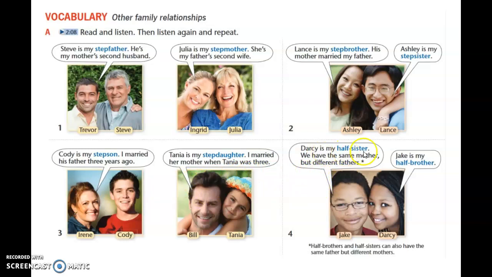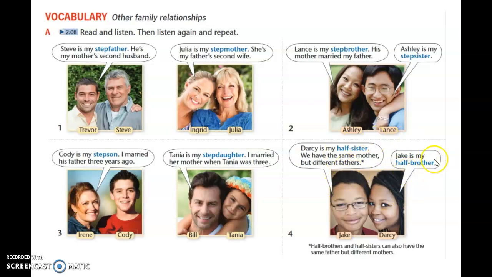Darcy is my half-sister. We have the same mother, but different fathers. Half-sister means media hermana. In this case, they have the same mother, but different fathers. So they have a blood relationship. Jake is my half-brother. Half-brother meaning medio hermano.